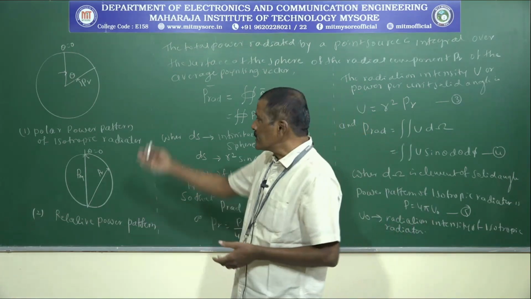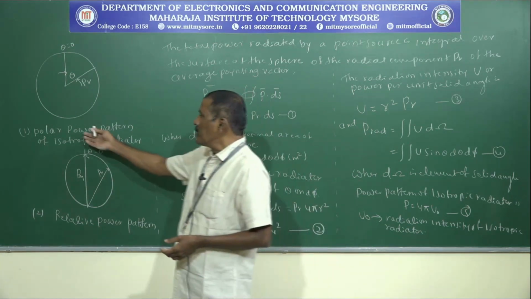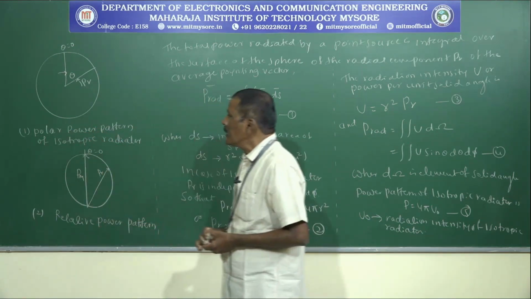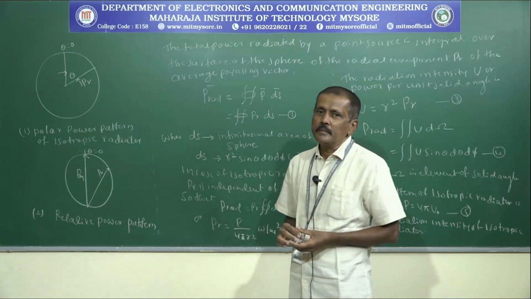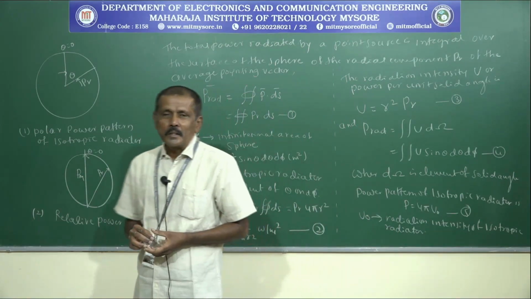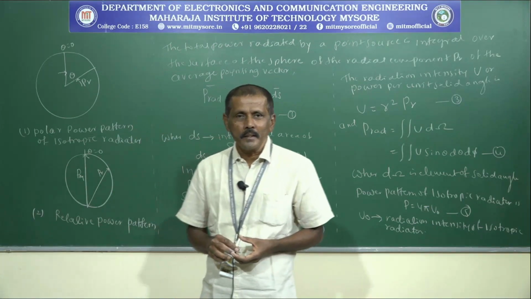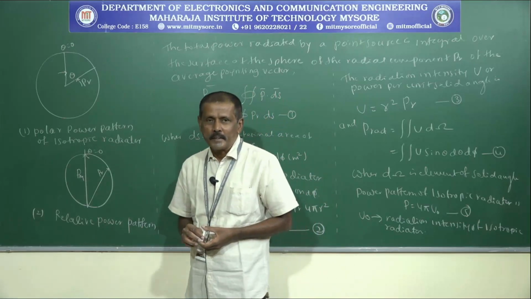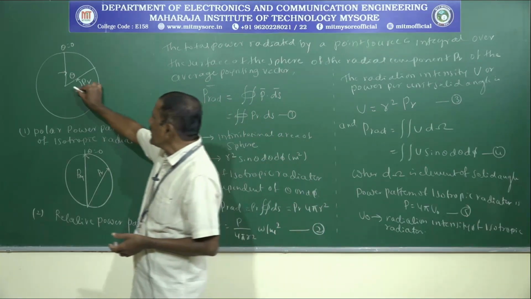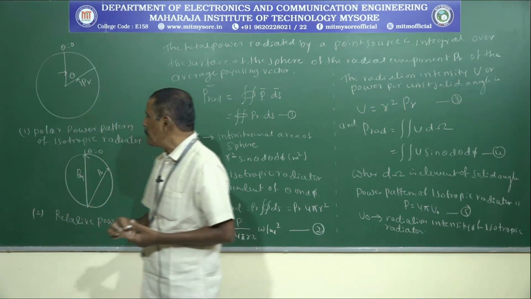Now, let us consider the power patterns. Figure number 1 is the polar power pattern of an isotropic radiator. As you know, the isotropic radiator contains only the radial component, and does not have any component in the theta and phi directions. So, the radial component of this particular isotropic radiator is represented as P_r.